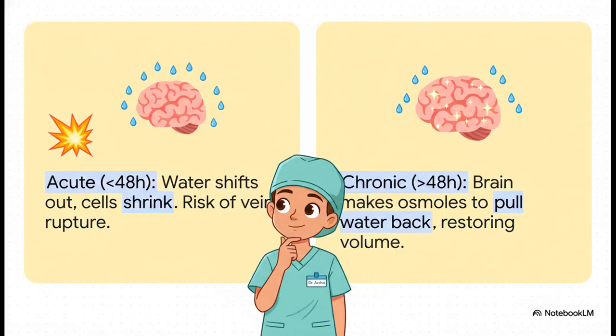Now, the brain is where things get really dangerous. In an acute situation, high sodium in the blood literally pulls water out of brain cells, causing them to shrink. This can actually tear the delicate veins in the brain. But over a couple of days, the brain does something amazing. It adapts. It creates these things called idiogenic osmoles inside its cells to pull water back in and plump themselves up again. It's a brilliant survival move, but it also sets a very dangerous trap for us.